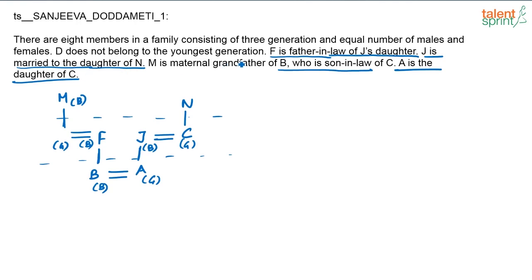D does not belong to the youngest generation. See, D is the only person we are left with, right? 1, 2, 3, 4, 5, 6, 7. The last person we are left with is D. So this has to be D. So this is how you draw the family tree for the given information. Now based on this you will be able to solve the questions that follow.